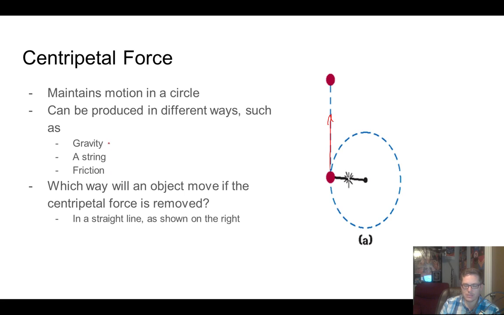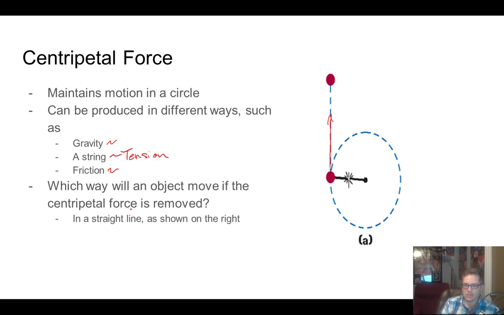And really, we can cause the centripetal force by lots of different things. In the planet's case, the moon orbiting the Earth, it was gravity. Like this ball and string here, this was caused by the tension in the string, right? And then a car that's turning in a circle around a roundabout, well, the reason it's center-seeking, that centripetal force, is caused by the friction of the tires on the car.